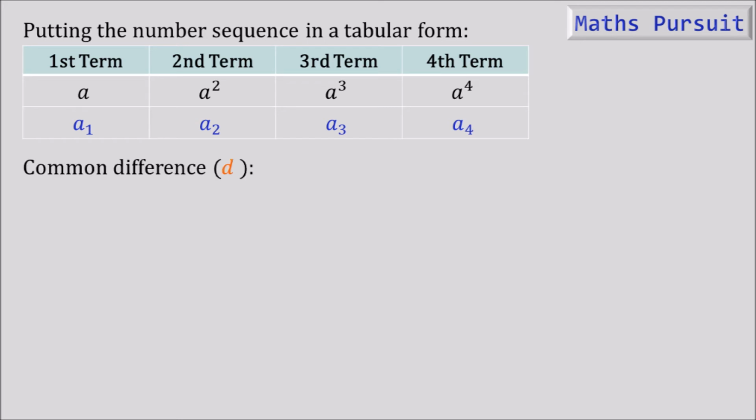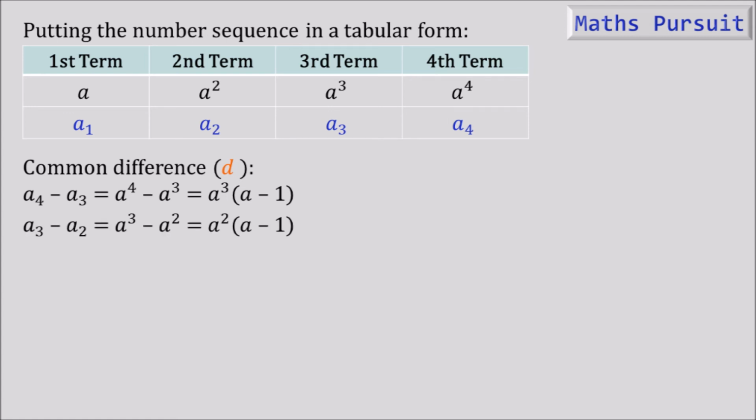Now we are going to find the common difference d. As we all know, for this purpose we prefer starting from the fourth term towards the first term. So here I am taking the difference between the fourth term and the third term. That means a4 minus a3, that is equal to a to the power 4 minus a to the power 3. So that is equal to, taking a to the power 3 as common, a to the power 3 into (a minus 1).